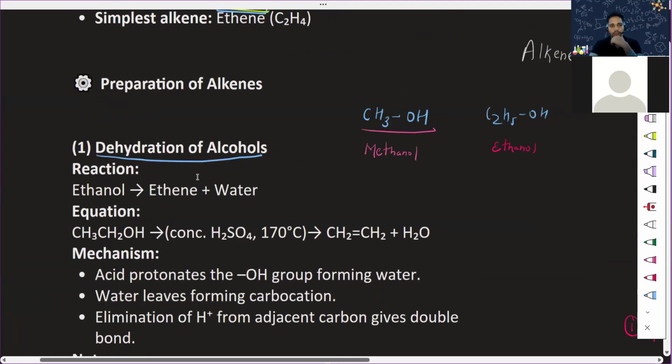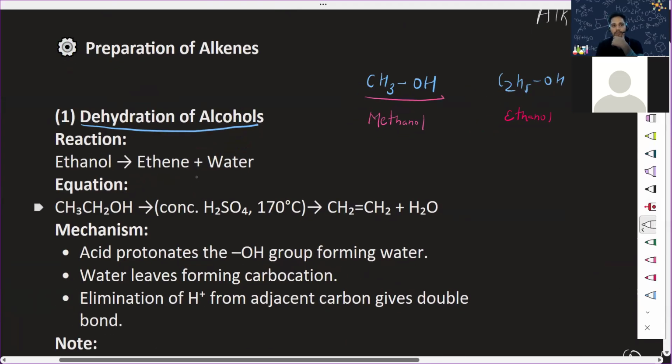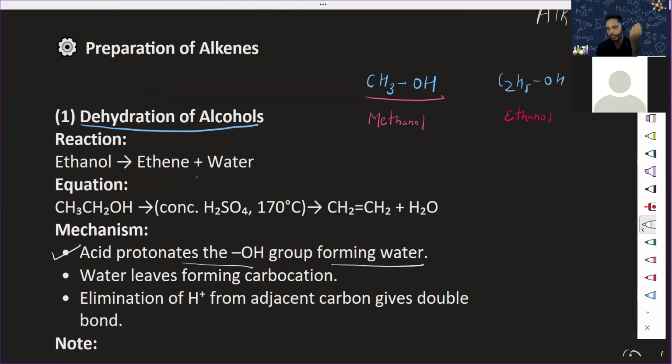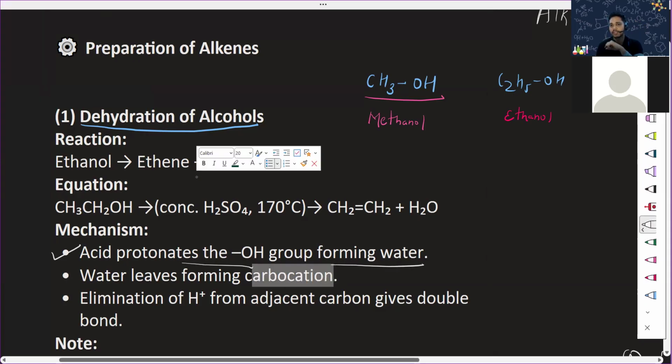Now dehydration is there. Now what is the mechanism? The acid protonates the OH group, forming water, right? Yes or no? So the concentrated H2SO4 is what removes water. One molecule of water is removed. Water leaves, forming the carbocation. What is a carbocation? I told you, a carbon-carbon bond will be forming. Two bonds will be forming, right?